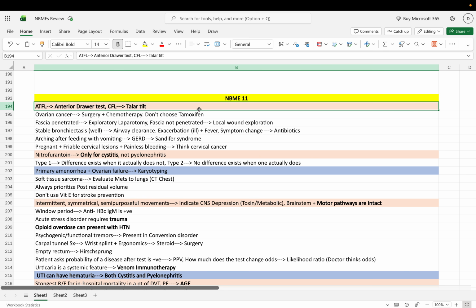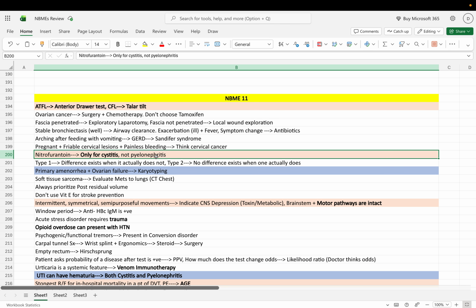Let's do this orange section. Anterior talofibular ligament. The test which is done to evaluate this is the anterior drawer test, whereas for the calcaneofibular ligament we do the talar tilt test. Nitrofurantoin is only used for cystitis, not pyelonephritis.